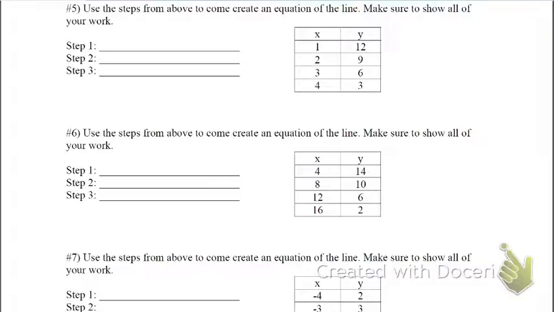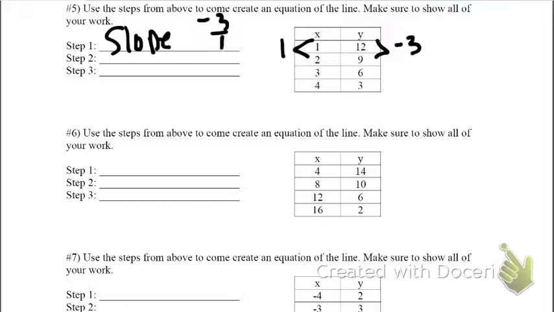Because we know that our first step is that we simply need to find the slope. So I'm going to find my change in y over my change in x. So 12 to 9 is going down by 3, and from 1 to 2 is going up by 1. So our slope is -3 over 1, which is a -3.